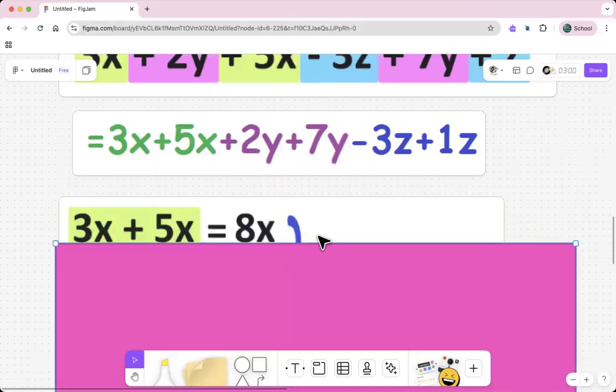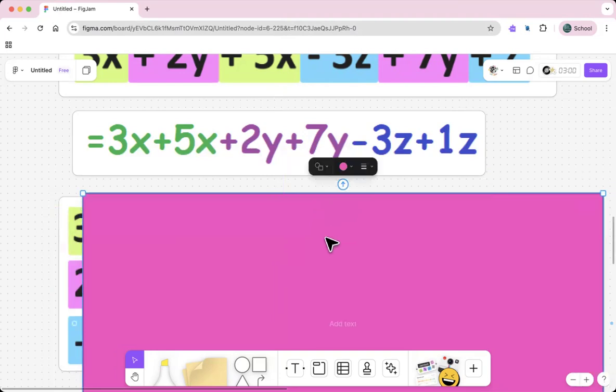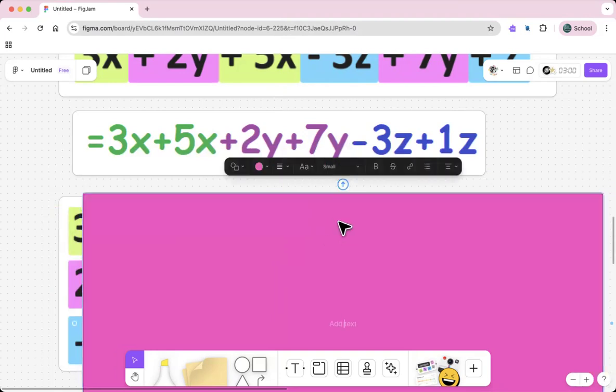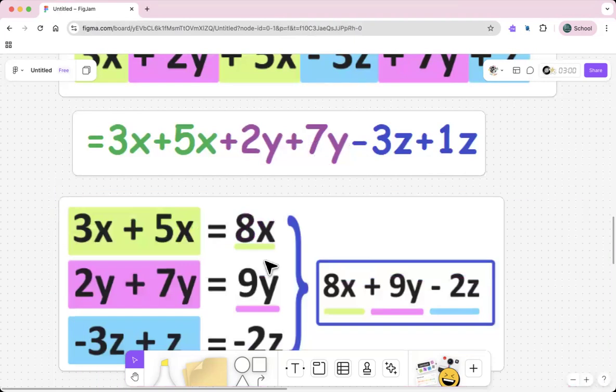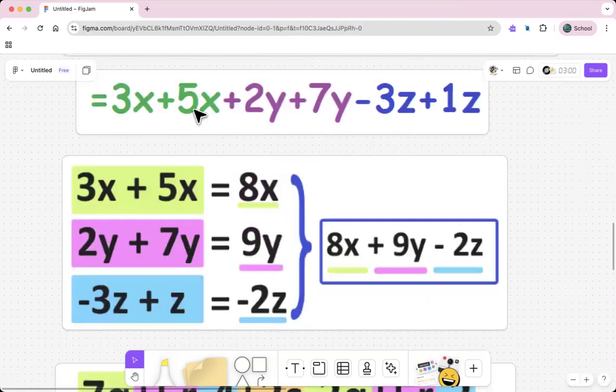So now when I combine like terms, and you can do this in your head or on scrap paper, I know that the 3x and the 5x combine to 8x. Positive 2y plus 7y combine to positive 9y, and negative 3z plus 1z combines to negative 2z. So my final answer is 8x plus 9y minus 2z. That will be my final answer, showing how I've collected like terms.